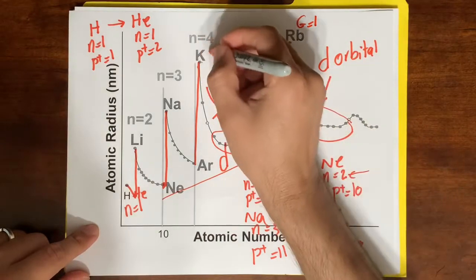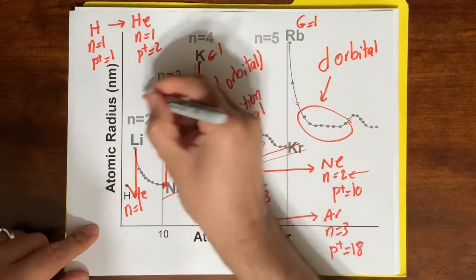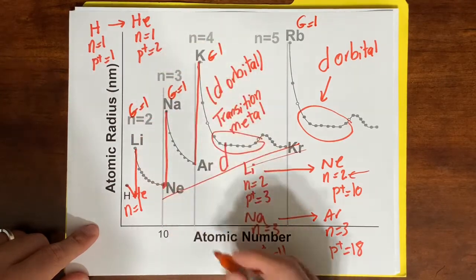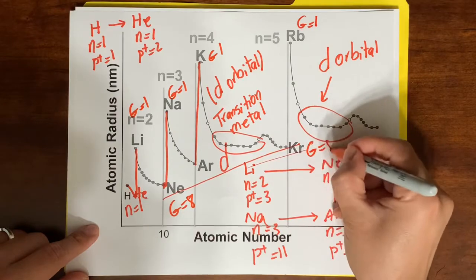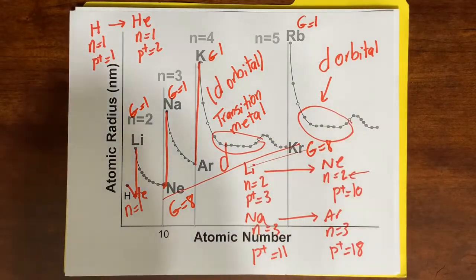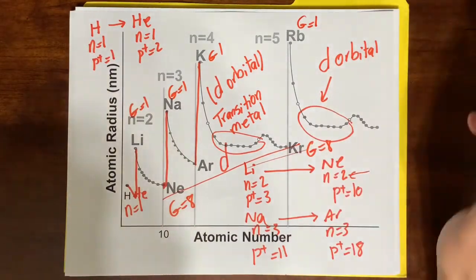Group 1 here, group 1, and group 1. Well, here group 8. So the first element from any period has the biggest size. The last element from that period has the smallest size.